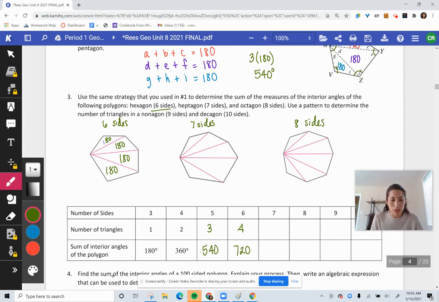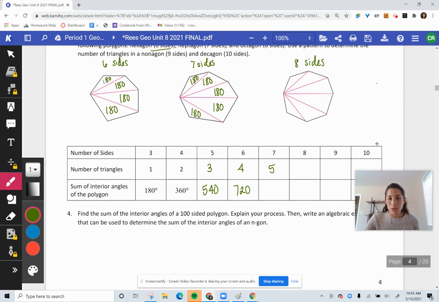And our 7-sided shape, we've got 180 for each of these triangles. There's 5 triangles in that 7-sided shape. So then you can go ahead and multiply 5 with 180. And then I'll let you continue this chart here. So hopefully you're recognizing the pattern. Maybe take a pause so you can complete the chart.